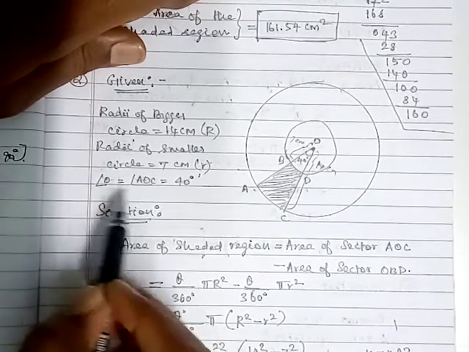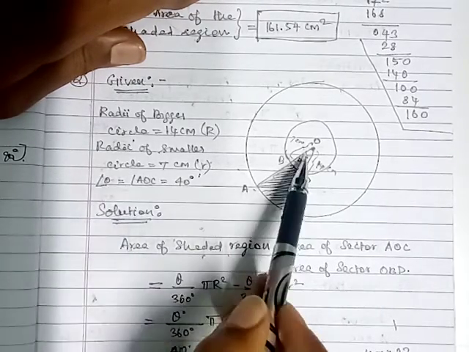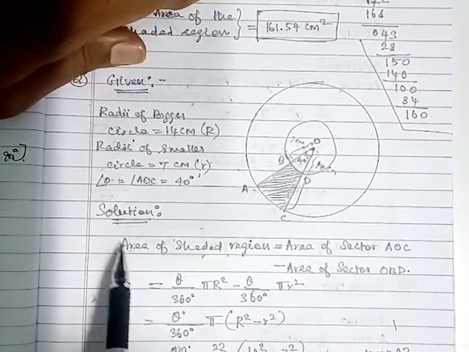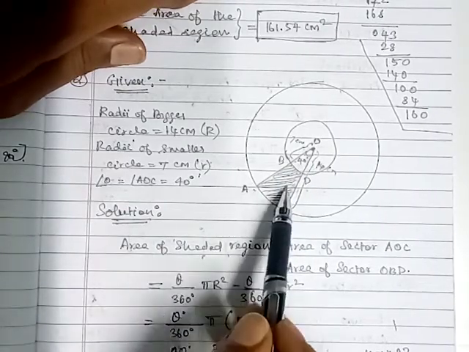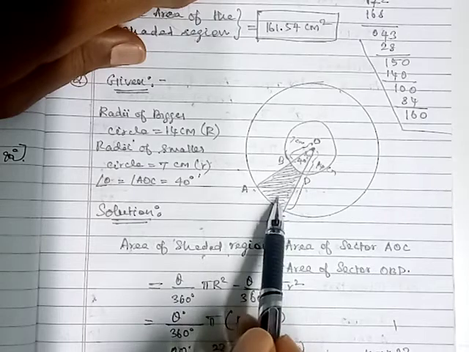Okay, then angle O is 40 degrees. This is 40 degrees, sorry. Okay, how can we find out the shaded region?